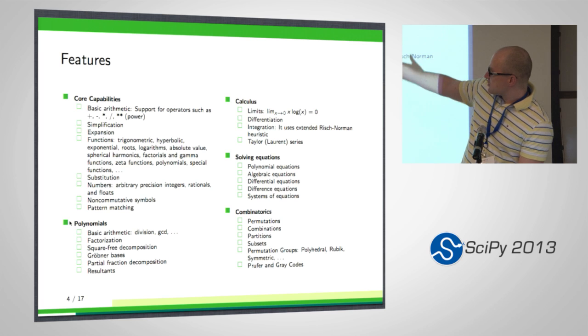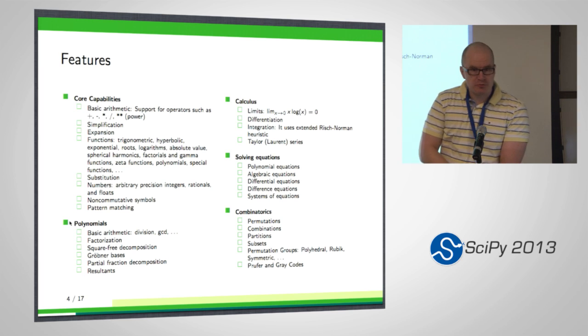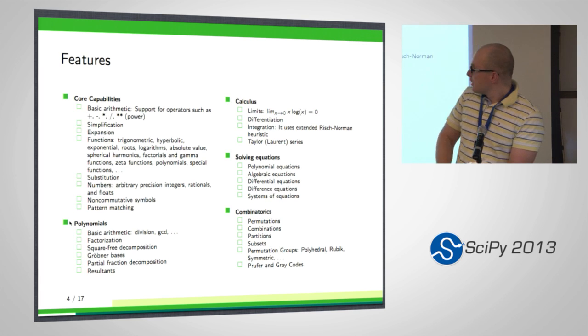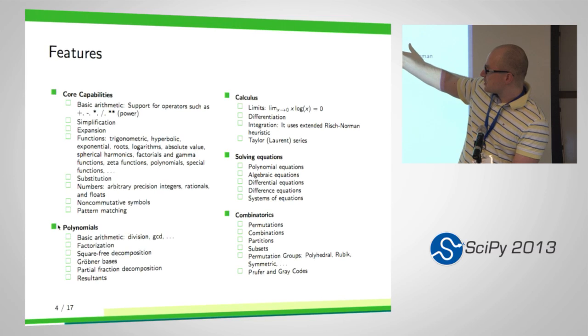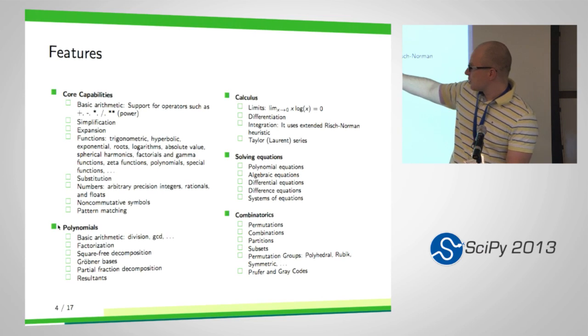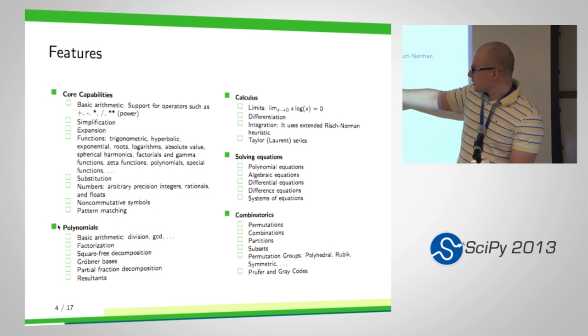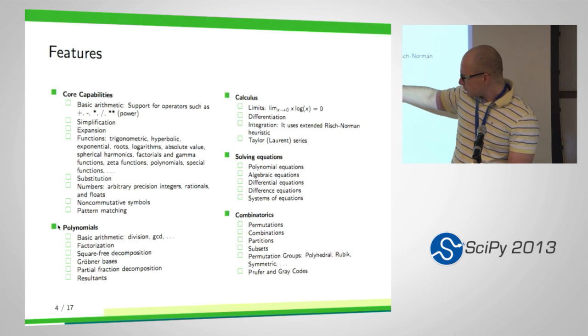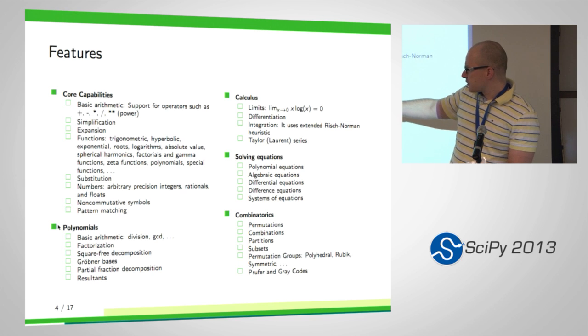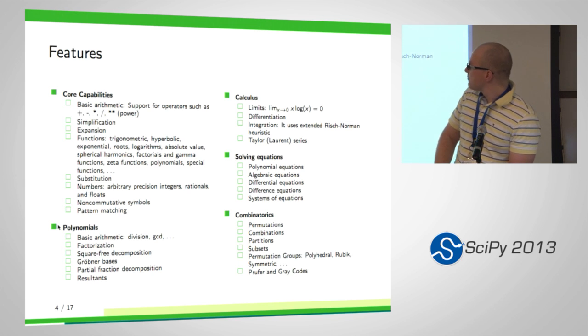So the core capabilities include all the usual things that you would expect from a symbolic manipulation library. So it can do basic arithmetics, simplification, expansion. It has all kinds of functions and special functions. It can do substitution. It can do pattern matching. It has a good support of polynomials. It can do factorization and Gröbner bases and so on.